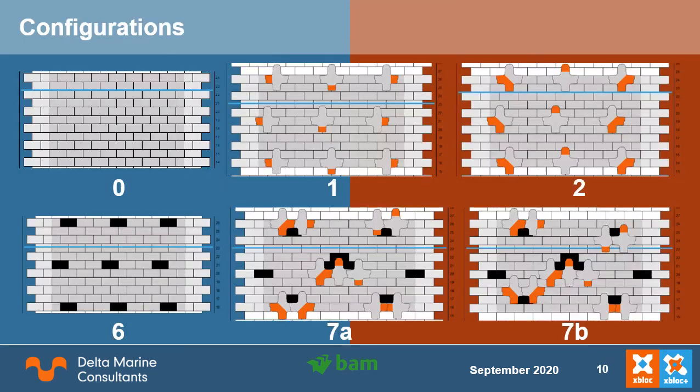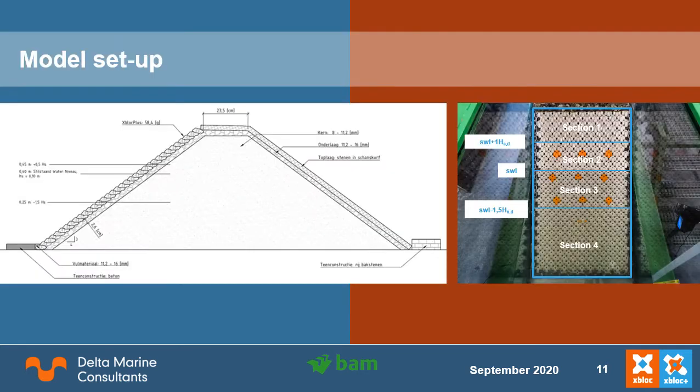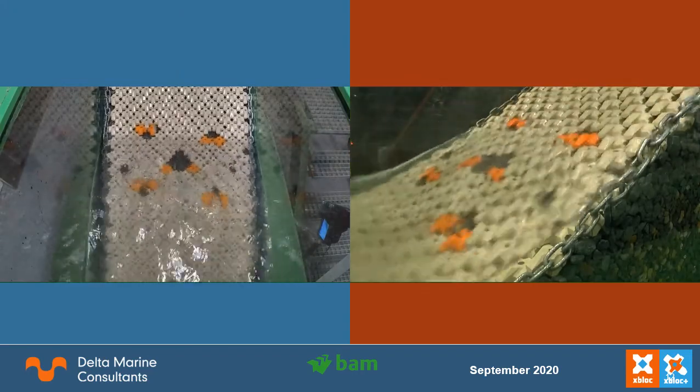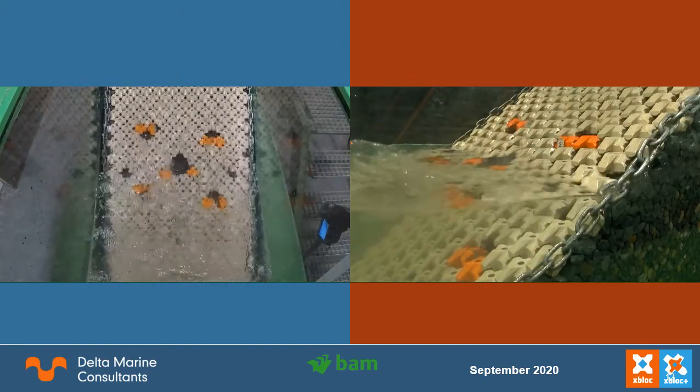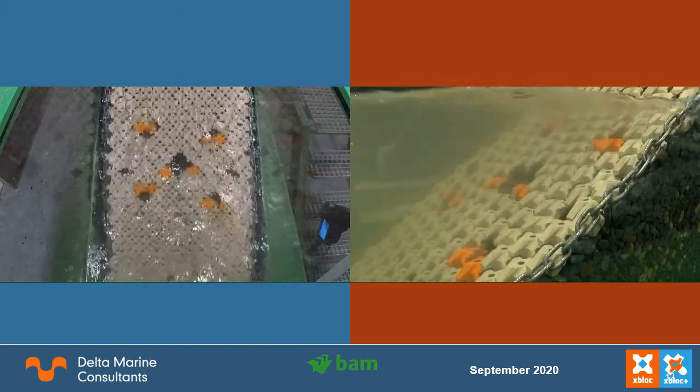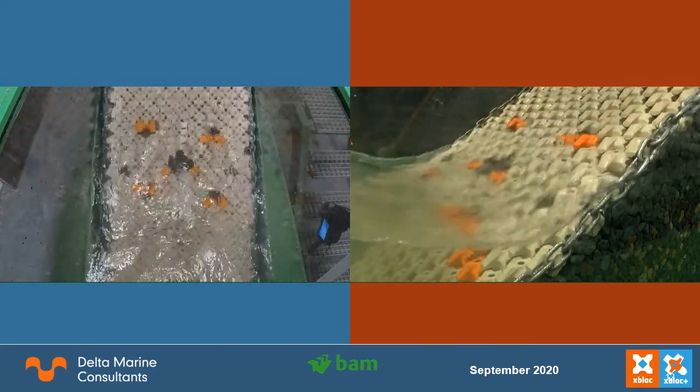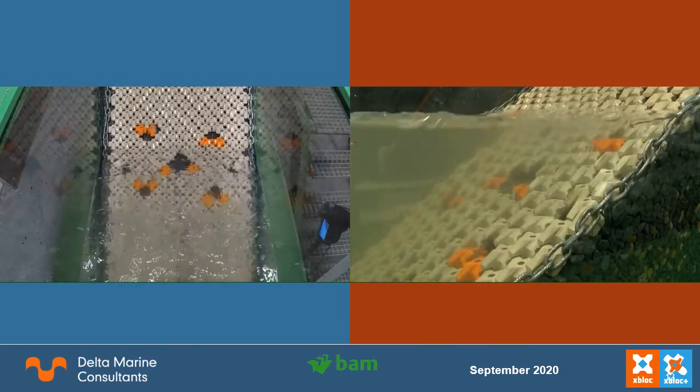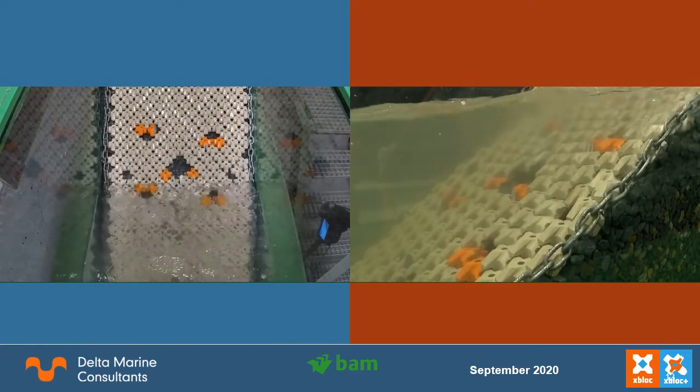This slide shows the configurations that we tested, where orange shows the broken blocks and black shows the blocks which were left out. In this sheet you see a cross-section of the model as it was built, and you also see on the right hand side how we divided it into sections to analyze the settlements. You see a short video impression of test 7B, at 150%, so already at 140% one block was removed. And now and then you can see some underlayer rock being extracted through the gap around the waterline.